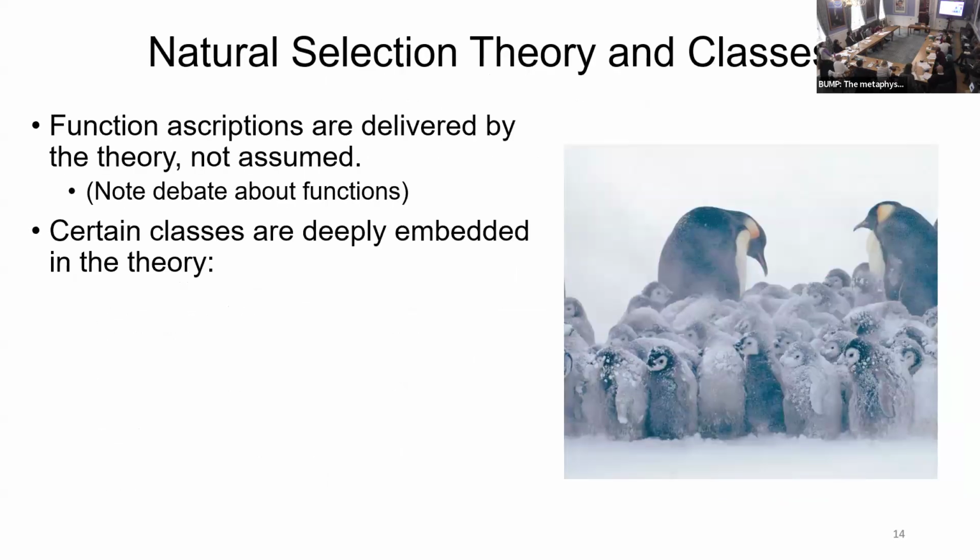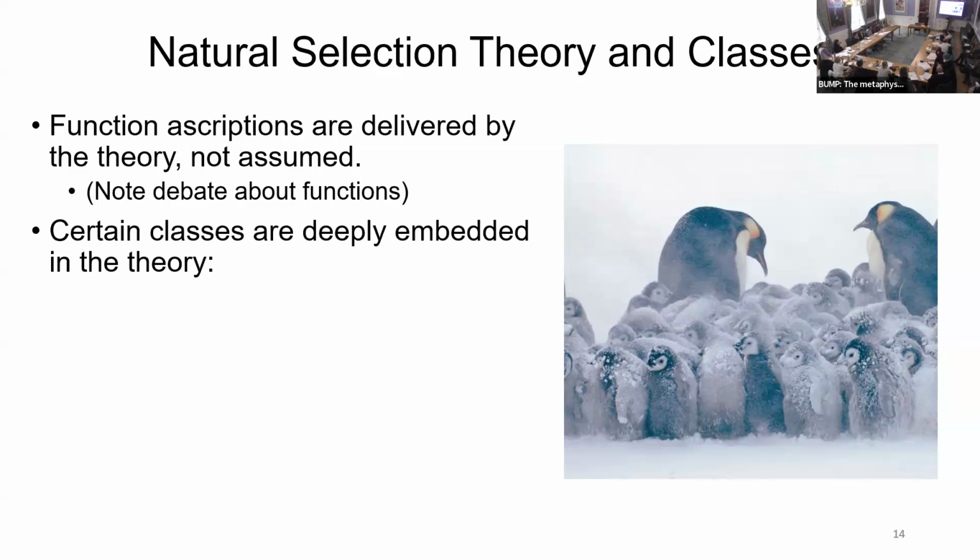So this is the non-silly picture. Within natural selection theory, function ascriptions are delivered by the theory, they're not assumed. I mean, there's debate about the right way to think about what counts as proper biological function, but one aspect of the natural selection theory is to try and work out what functions are.